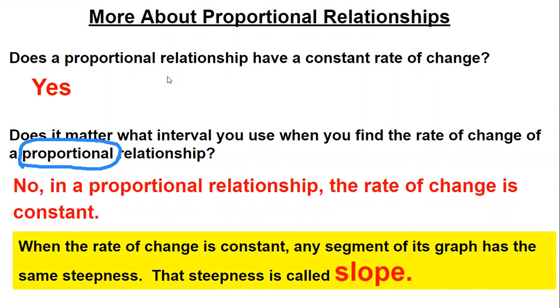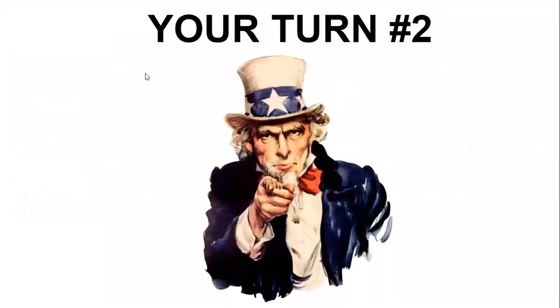When the rate of change is constant, any segment of its graph has the same steepness. This steepness is called slope. More about that in a few minutes. Now it'll be your turn, and I'll see you back in a moment.